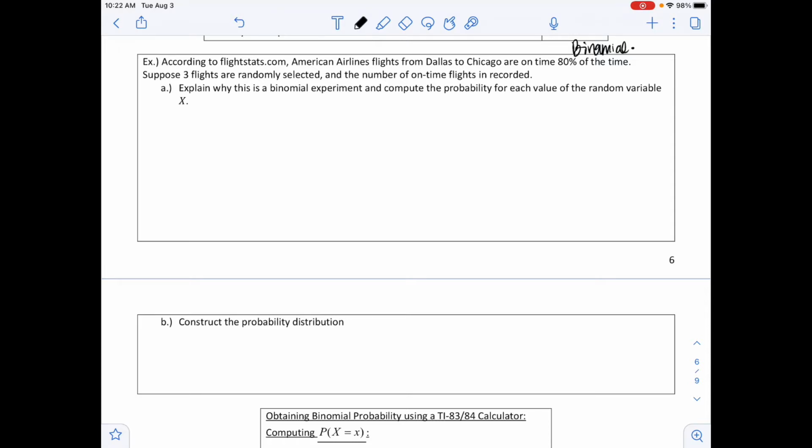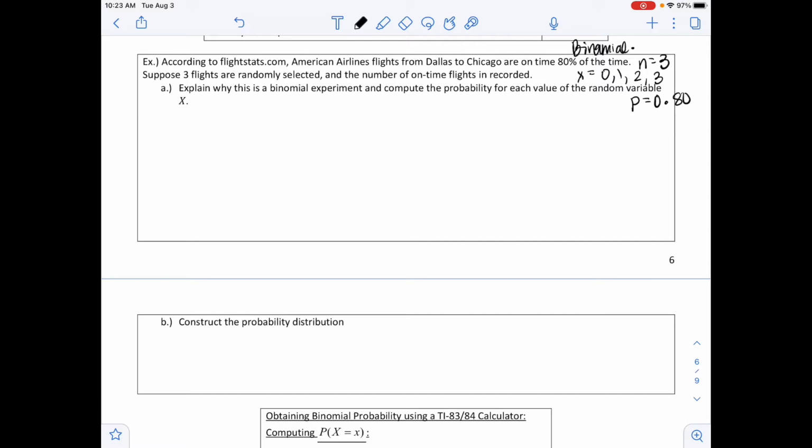And then our number of flights that we have is 3. And the value that we have for our random variable x is going to take on anything from 0 up through n. So it could be 0 flights on time, 1 flight on time, 2 flights on time, or all 3 of those flights will be on time. And then the last thing that we need is our probability, which is that the probability that a flight will be on time, which is equal to 0.80. So we've explained why it's a binomial experiment, and now we're going to be computing the probabilities for each of these random variables, which are from 0 through 3.